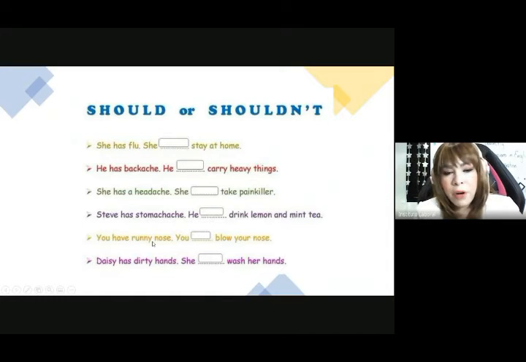You have a runny nose. You shouldn't blow your nose, or should blow your nose? Daisy has dirty hands. Oh my God. She should wash her hands.